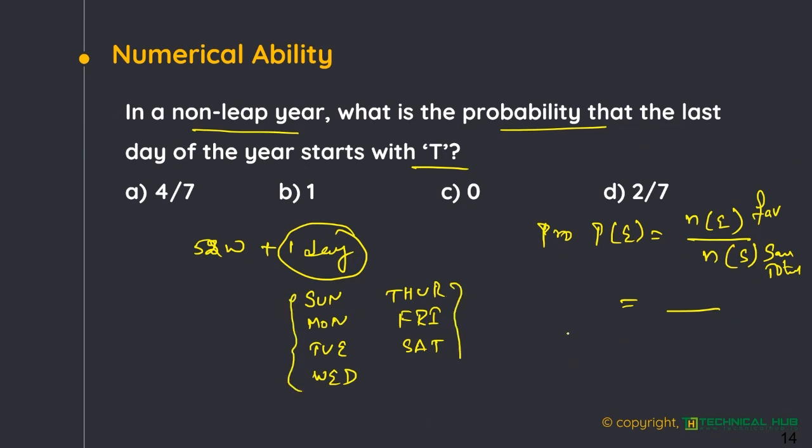Now, the condition which he is asking is the last day of the year starts with T. Last day means this is the last day. This last day possible days are 7 days. Out of that, the particular day starts with T. Starts with T, we have only 2 possible cases. One is Tuesday, one is Thursday. 2 out of 7. The favorable events are 2, out of total events 7. 2 by 7 is the required probability. Option D.